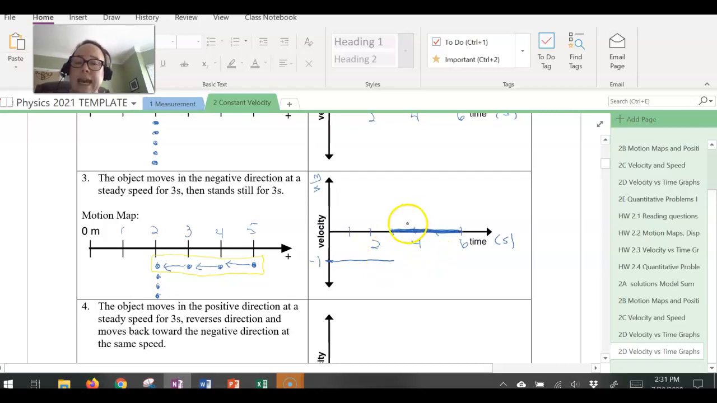Notice that there is a gap. In the first 3 seconds, the velocity was -1, and then my graph jumps up to a value of 0 meters per second for the next 3 seconds. That is okay in a velocity versus time graph. You don't have to have a continuous graph. Having a gap between the values of velocity is okay.